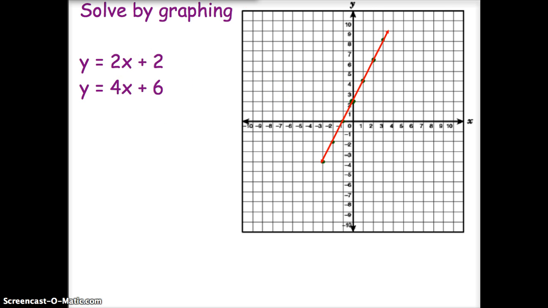For the second equation, we've got y equals 4x plus 6. So I'm going to start at the ordered pair 0, 6 and graph up 4, 1, 2, 3, 4, over 1. Again, I'm going to do a couple points. I'm going to go down 4, so down 1, 2, 3, 4, left 1, down 1, 2, 3, 4, left 1.